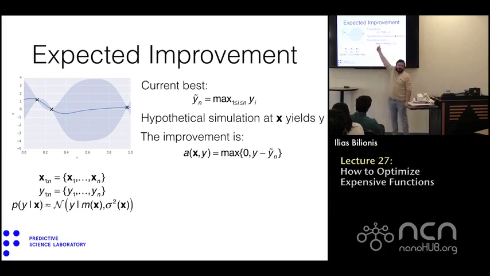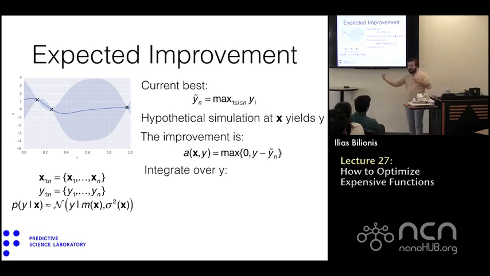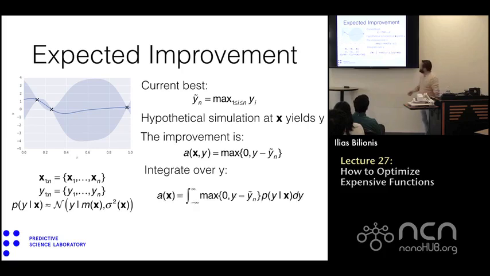But you don't know what y is. It's a hypothetical y. So you use now your current state of knowledge, which is encoded in the Gaussian process, to integrate over this hypothetical y. So you say, this is my improvement, but I don't know what this y is. Let me integrate it out using my Gaussian process. Now this is a normal distribution, multivariate normal, right? So it's the multivariate normal of the Gaussian process. This guy, basically.